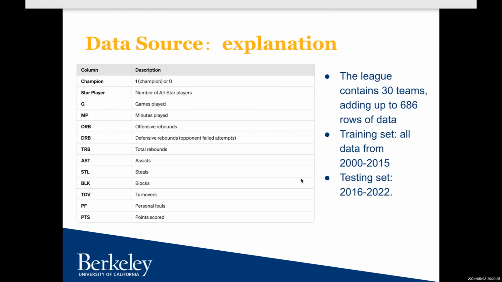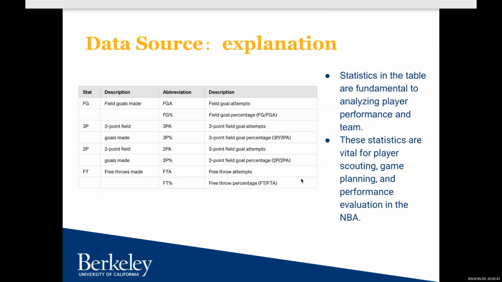Each row contains 50 columns, including 4 columns of champion, team, year, and how many star players were included in the All-Star game. Both the home and opponent data have 23 columns each. The columns for the opponent data are prefixed with an O. The table on this slide shows 11 columns of home data, and the table on this slide shows the other 12 columns in our dataset. Statistics in the table are fundamental to analyzing player performance and team performance. These statistics are vital for player scouting, game planning, and performance evaluation in the NBA.